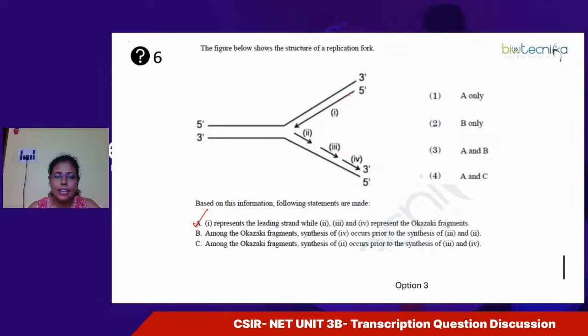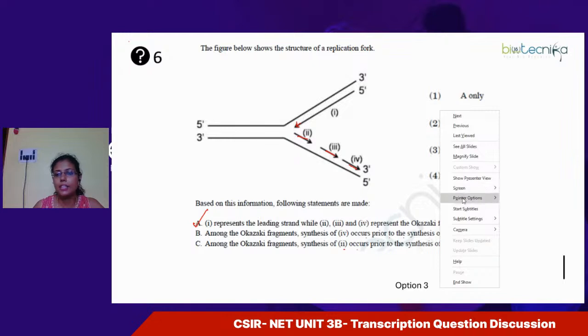Okay, this is a leading strand, a continuous strand that we get to see, and these are the fragments, known as the Okazaki fragments. So obviously statement A is right. Looking at statement B, among the Okazaki fragments, synthesis of 4 occurs prior to the synthesis of 3 and 2. And in statement C, they have said the synthesis of 2 occurs prior to the synthesis of 3 and 4. Now, this is where your concept lies. This is the place where the students will get confused.